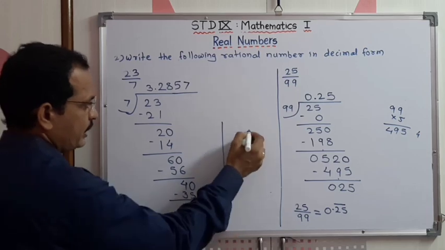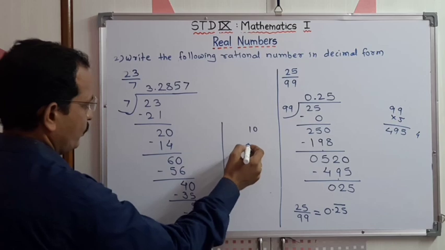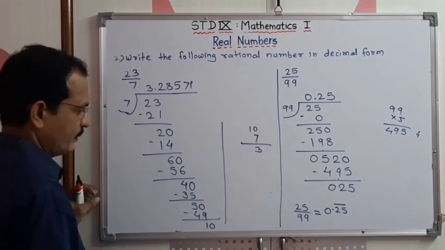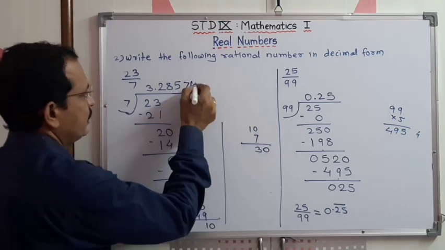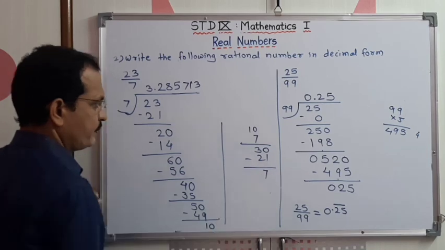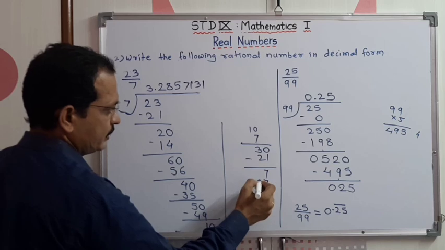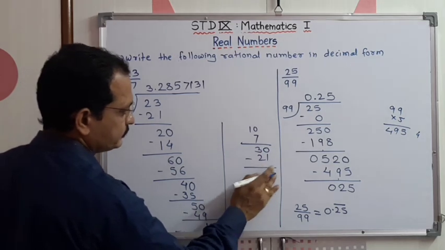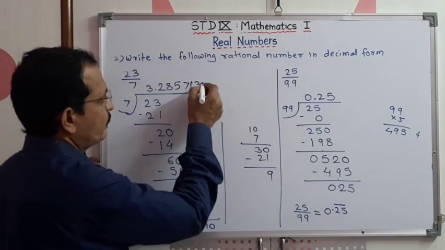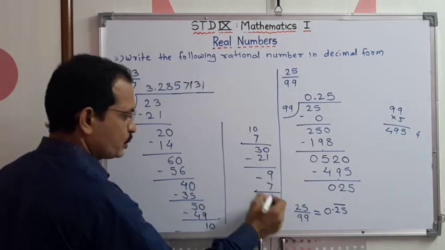Here we can write 10, and 7 1s are 7. Here it is 3. Then it is 0. 7 3s are 21. It is 7. Then 7 1s are 7. Sorry, here it is 9. Then we have to divide it with 1. 7 1s are 7. It is 2.